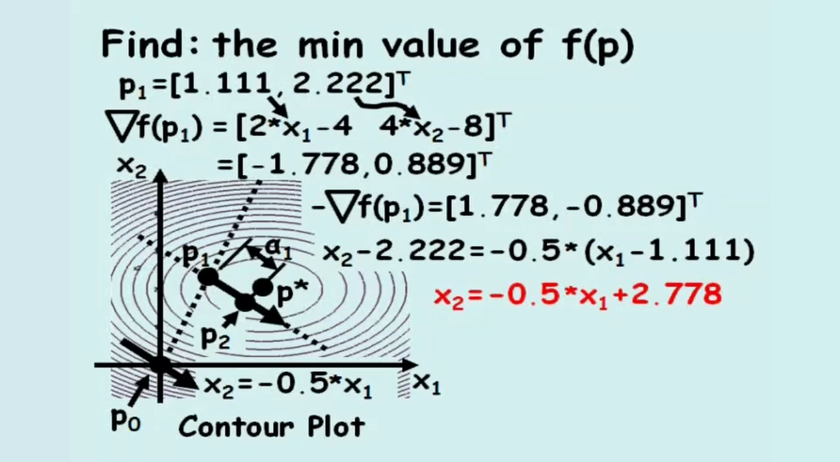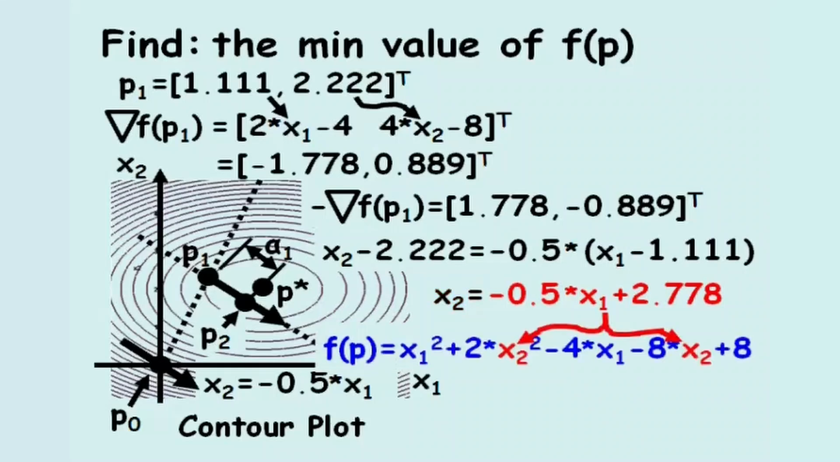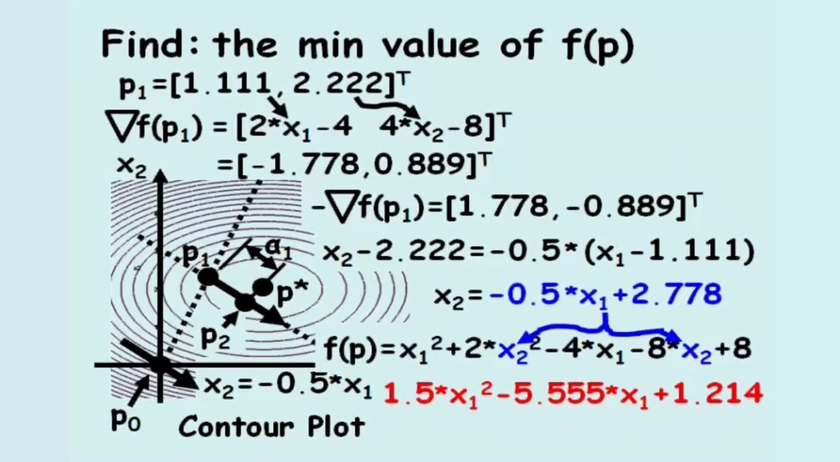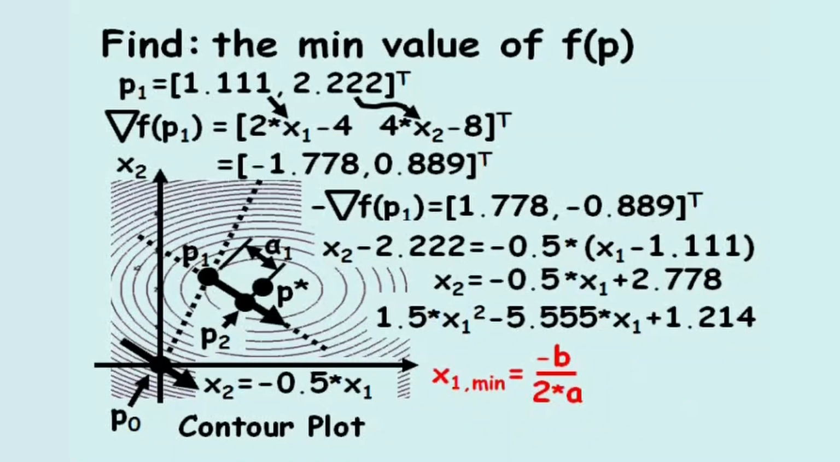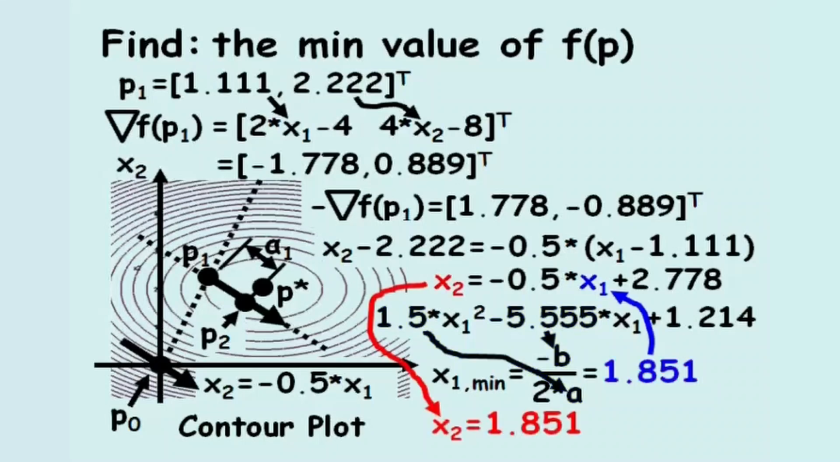To find the quadratic equation that we want to minimize, we find the intersection of this plane with the curved surface of f of p, which simplifies to 1.5 x1 squared minus 5.555 x1 plus 1.214. Therefore, the minimum value of x1 equals 5.555 divided by 1.5, or 1.851, which makes the corresponding value of x2 equal to 1.851.